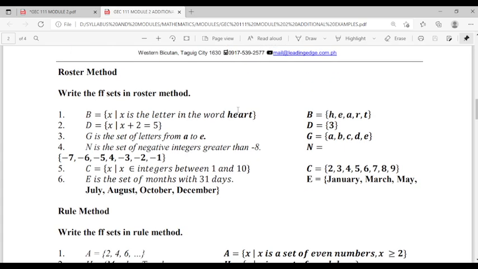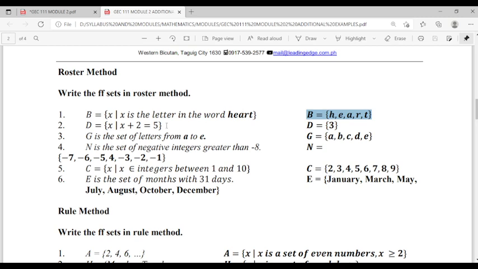For the roster method, you write the following sets in roster method. So this is an example of roster method. We write in a roster method, separated by commas, the letters. This is the value we are looking for, X is a letter in the word heart. We separate them with a comma. That is the definition of our roster method.